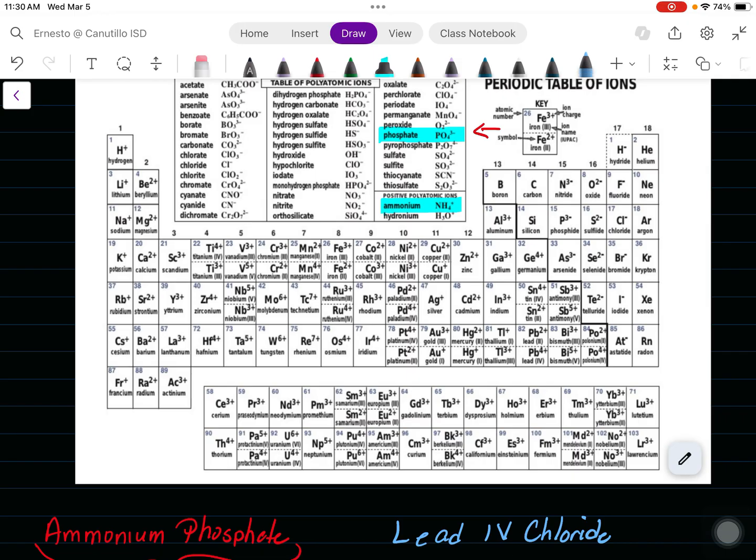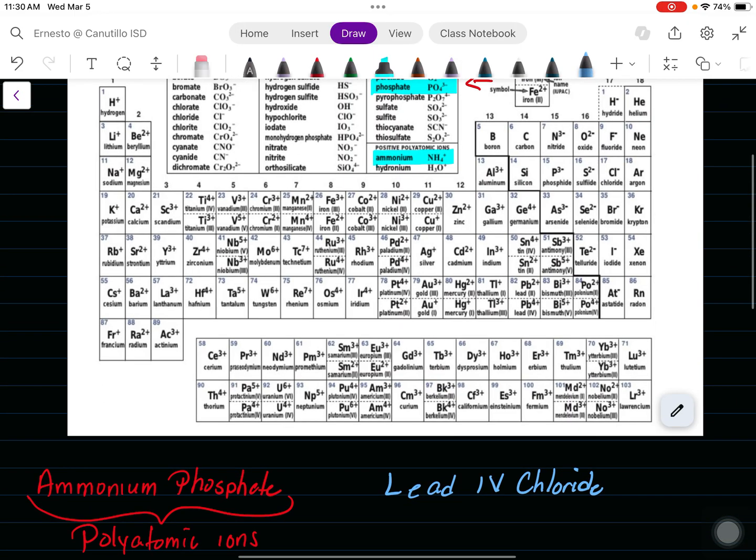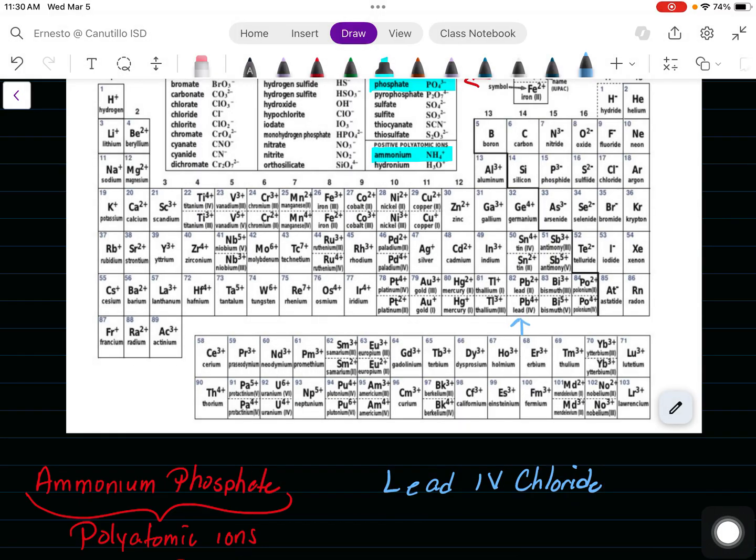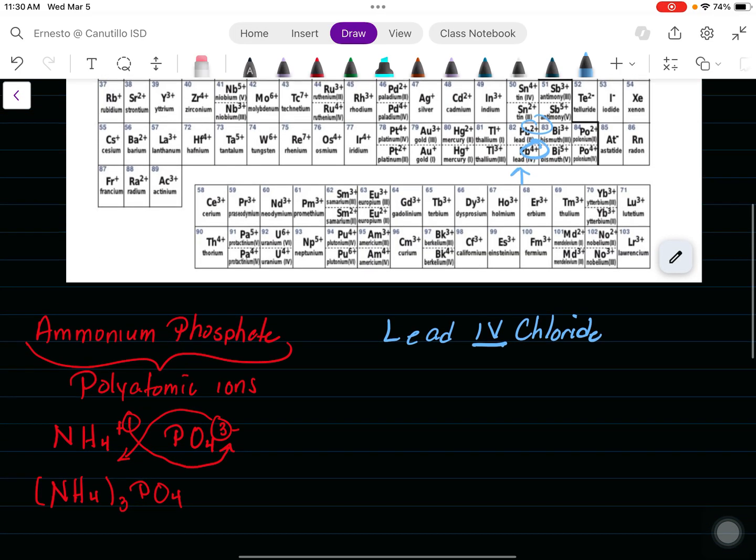Lead is an element. It's not a polyatomic ion. It is right here. And chloride is not a polyatomic ion either. It is an element and it is there. Now, as you can see, lead can either be a +2 or a +4. So how do you know which one to use? Well, the name itself tells you. In this case, it says we're going to use the 4+. So that's what we're going to do.